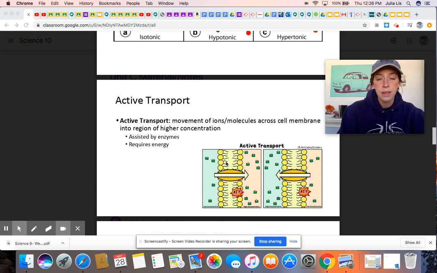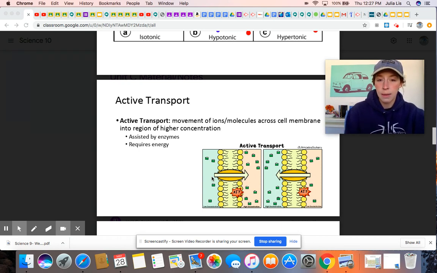Okay. Another term that you need to know, and so there is a video related to tonicity that I would like you guys to watch, but another term is active transport. So active transport requires special molecules or enzymes to assist in the movement of material. So there are special enzymes that are going to be within this phospholipid bilayer, within the membrane, and they assist and help with the movement of stuff. But the catch is that these enzymes require energy.